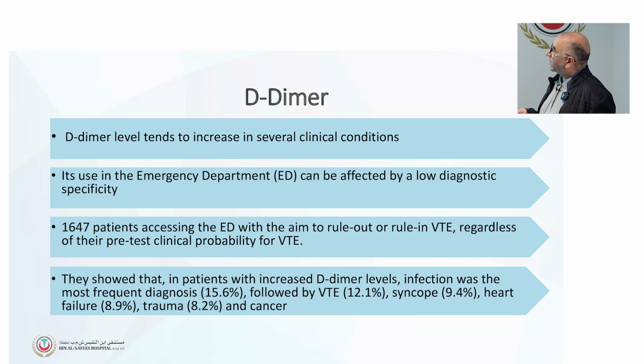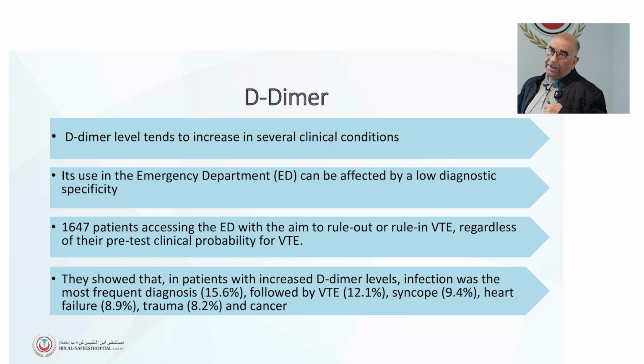D-dimer tends to increase in several clinical conditions, and its use in the emergency department can be affected by low diagnostic specificity. One investigator analyzed 1,600 cases accessing the emergency department to rule out venous thromboembolism, regardless of the pretest probability. They showed that D-dimer level increased mainly in infection, which is the most frequent diagnosis, thromboembolism 12.1, syncope 9.4, heart failure 8.9, and trauma 8.2. And cancer, of course. In all these conditions, the D-dimer could increase.